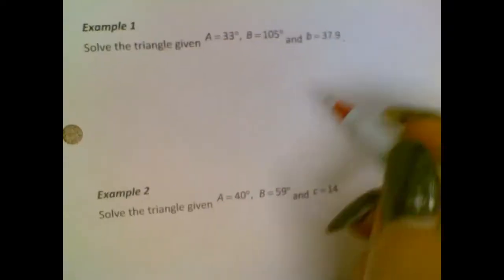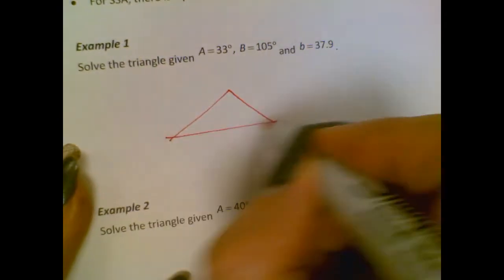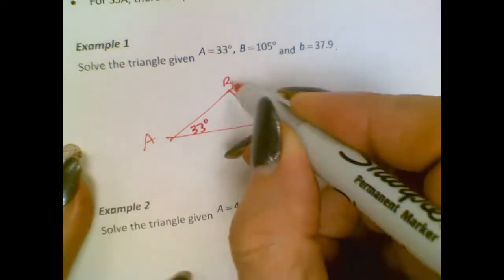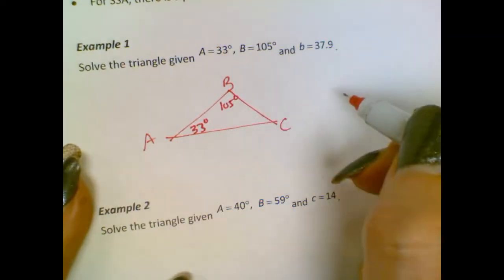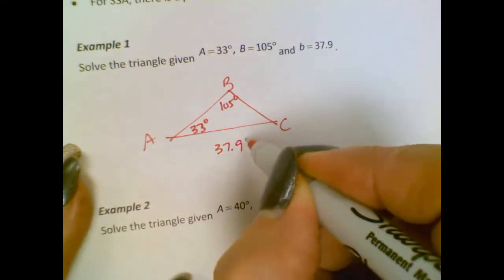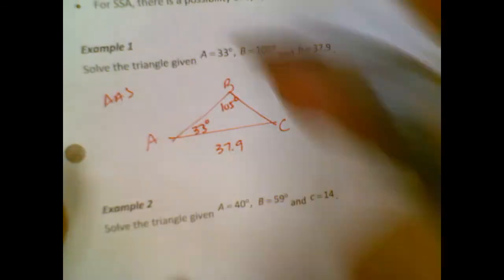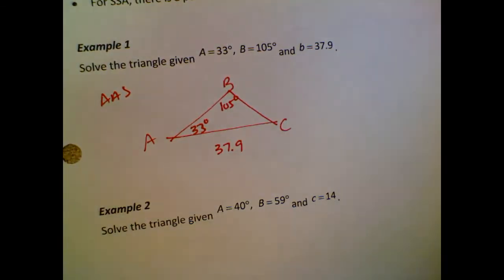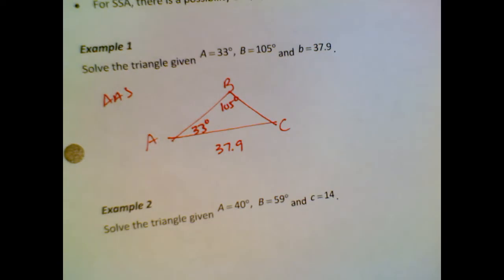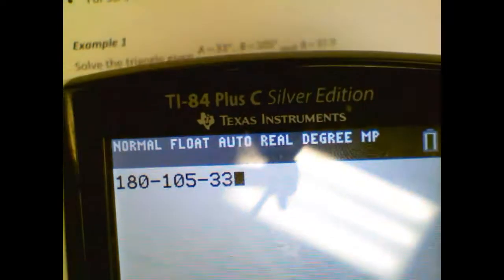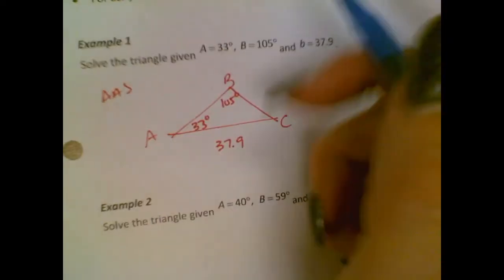All right, I think it's best sometimes just to do one of these. So we have A, B, C. Angle A is 33 degrees. Angle B is 105 degrees. And little b is 37.9. Just for the record, this is an angle-angle-side, because the side is not included. Whenever you know two angles, you can solve for the third by taking 180 minus the two angles you were given, 105 and 33. So angle C is 42 degrees.